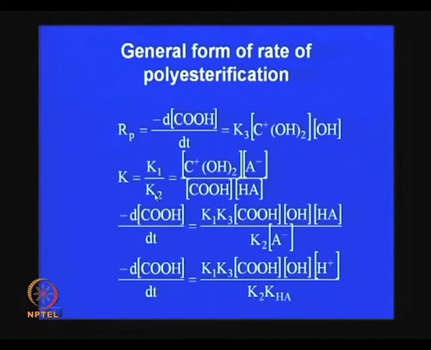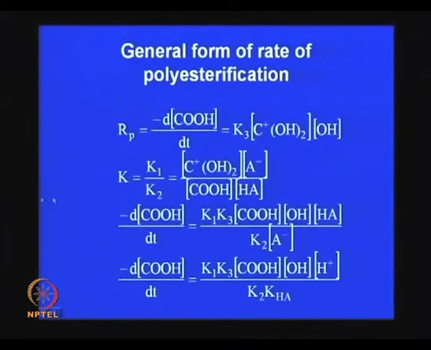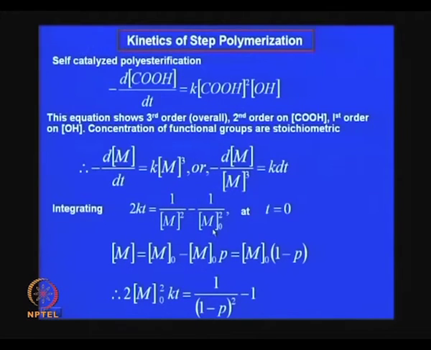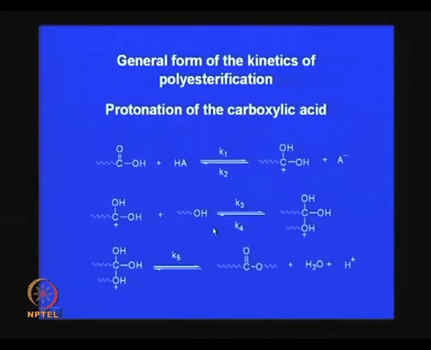And I have taken this from Odian's book. You please read that, very simple. I have given you the background on how to understand. So this K is equal to K1 by K2 in the previous slide. These are the rate constants, these are all equilibrium type reactions. Now, in order to get this ester, this step has to be reversible, otherwise we cannot get the product.